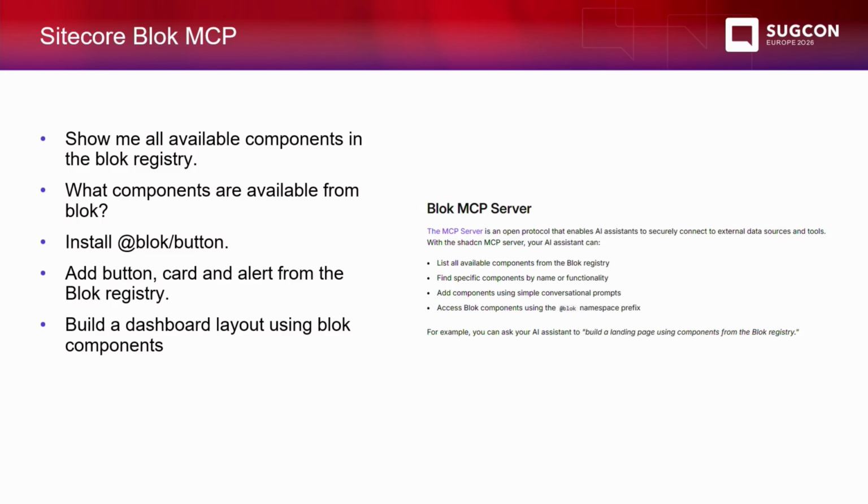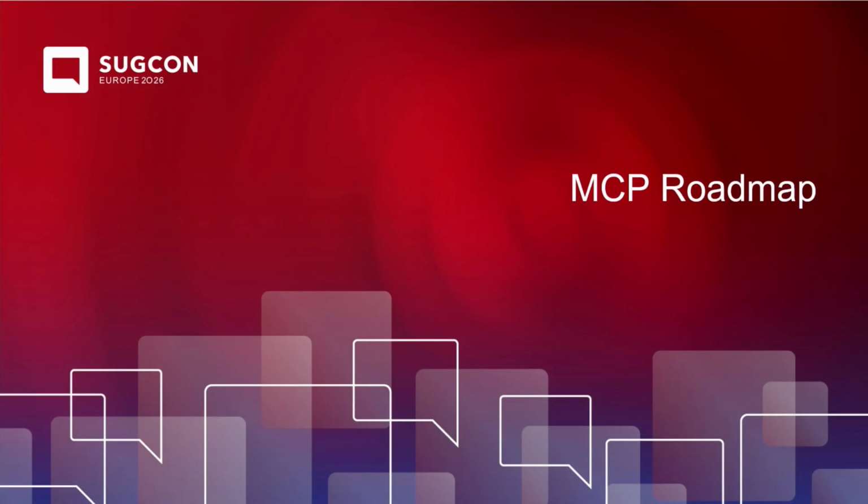This MCP can give you information, but it can also do things like install the blog button, but for example, add a button, card, and alert from the blog registry into the actual TSX file I'm working on. So it is very, very handy for building marketplace applications if you want to make them look like it's a Sitecore application. Yeah. And then a quick note on the MCP roadmaps.